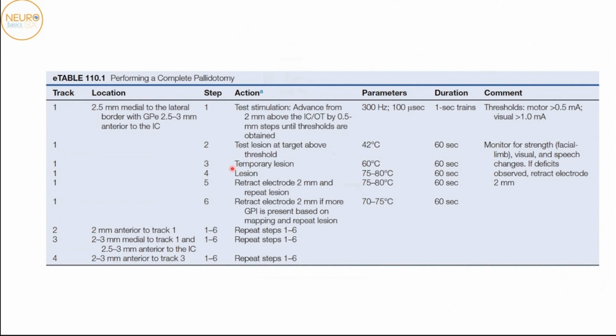Now, there are multiple steps that are done to ensure that we do not end up missing what we're targeting. First, when we enter the GPe before we enter the GPi, we're going to stimulate to check for the response. We're going to check the patient, look for motor and visual symptoms, and then create a test lesion at 42 degrees Celsius. We'll discuss why 42 degrees Celsius, followed by first creating a temporary lesion at 60 degrees Celsius, and then a permanent lesion at 75 to 80 degrees Celsius. The entire time we're going to monitor the patient for changes in motor strength, as well as vision and speech. If there are any problems observed, we will retract the electrode 2 millimeters and try again.